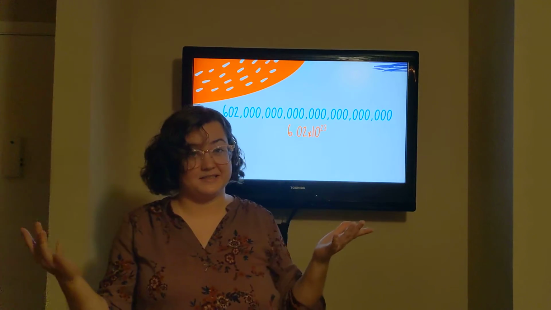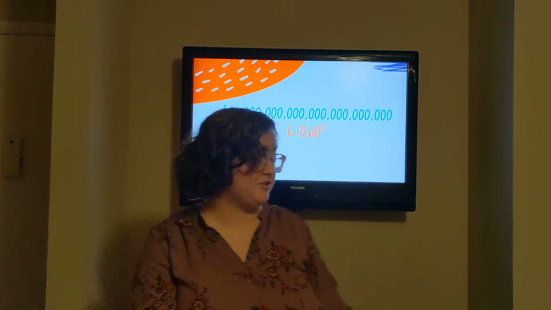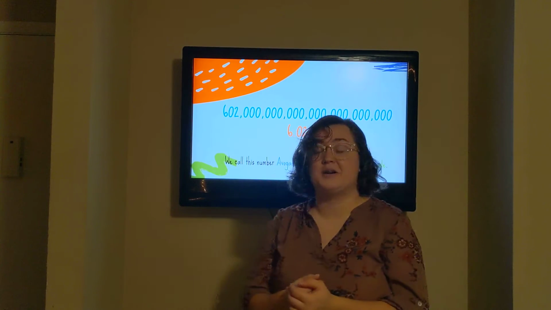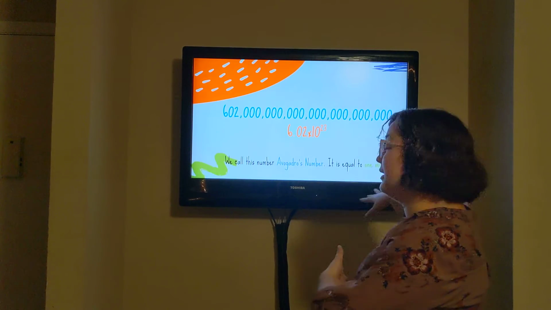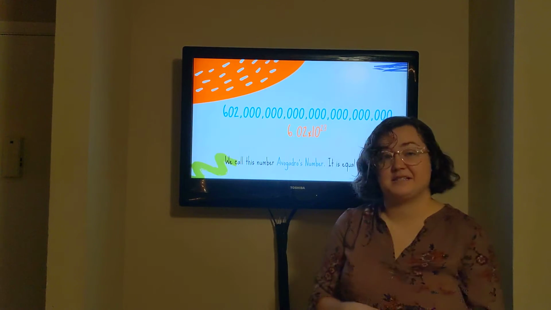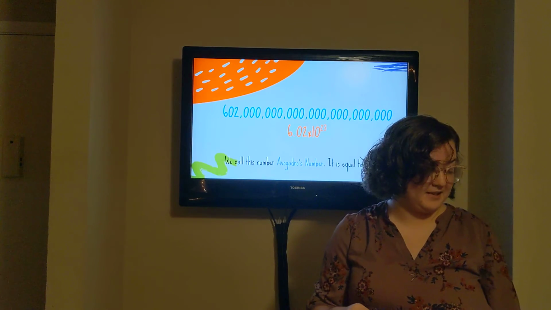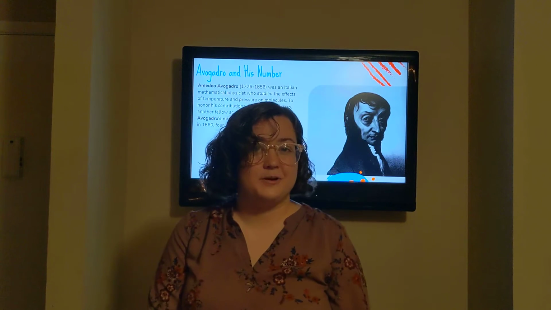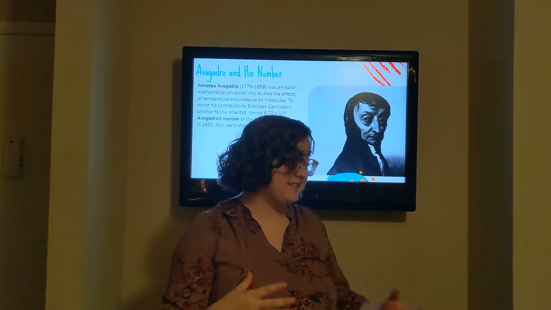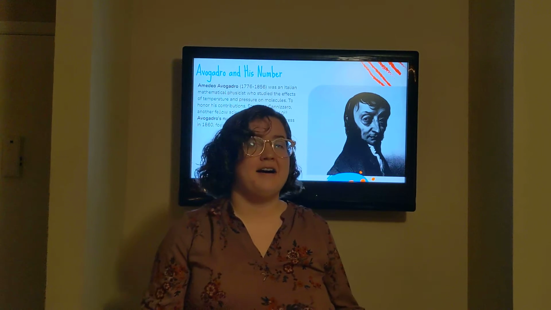So what is this number? So this number is actually called Avogadro's number. And so Avogadro's number is equal to 1 mole. And we're going to talk about the mole in a little more detail in a minute, but at first I want to just focus on Avogadro and his number. So Avogadro was an Italian scientist who studied physics as well, actually.